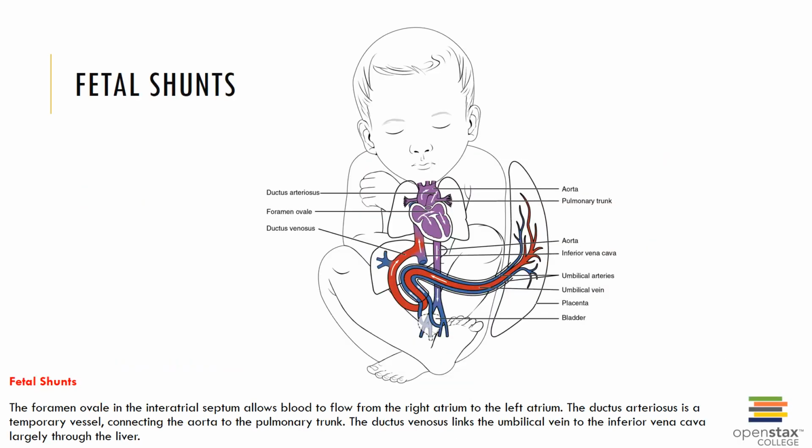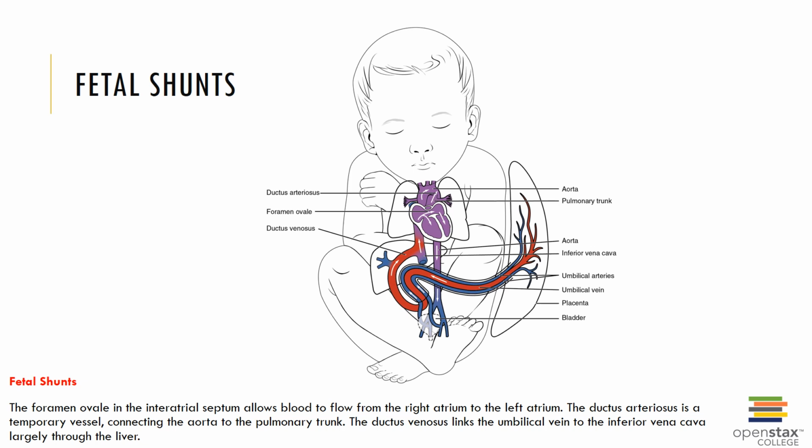Here we can see the fetal shunts that are in place to bypass the non-functioning lungs and liver during embryological development in utero. The foramen ovale, which is in the interatrial septum, allows blood to flow from the right atrium to the left atrium, thereby bypassing the non-functioning fetal lungs.